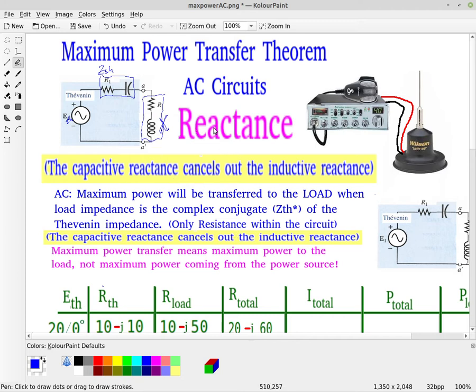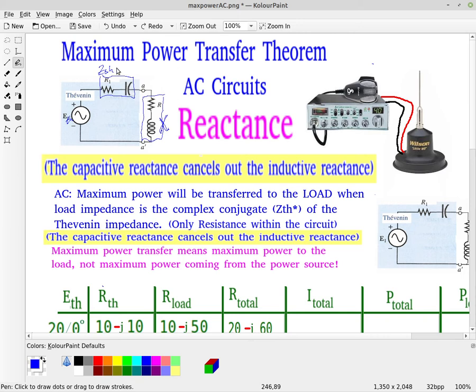The maximum power theorem says that maximum power will be transferred to the load. Remember, if we're trying to transmit our voice through the radio, we're going to have an antenna. What we want to do is get maximum power to the antenna, or the load. In this case, the antenna represents the load. So the question is, how do I get maximum power to the load? That's what the maximum power transfer theorem tells us. But now we've got to deal with reactances.